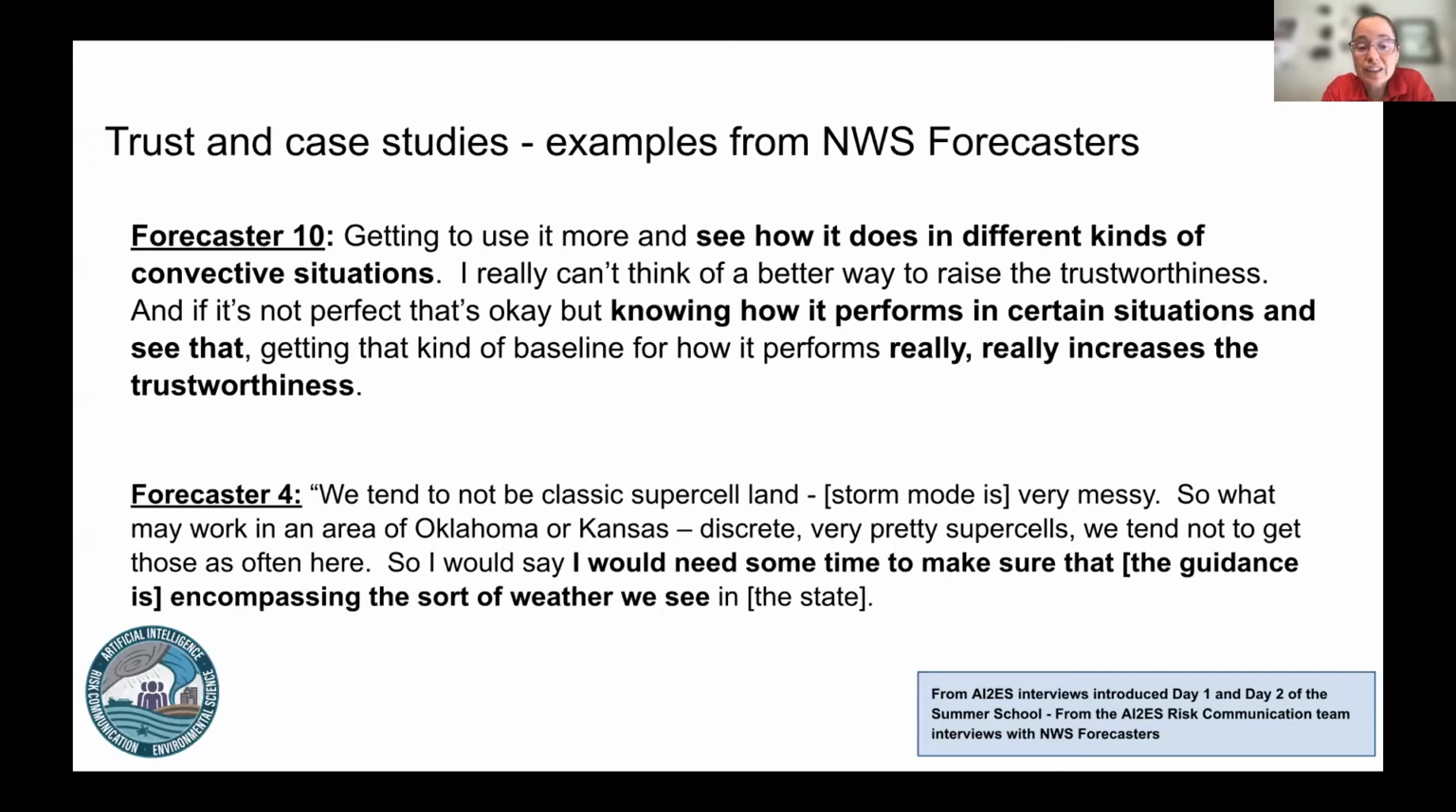So a reason in that case for case studies is that the model and the objective verification might fit in with what somebody answered about it working well in certain cases or majority cases. If the majority of the supercells are in Oklahoma, Texas, and Kansas, which is probably the case, then they want to make sure it's still working in their part of the country, wherever their part of the country is.